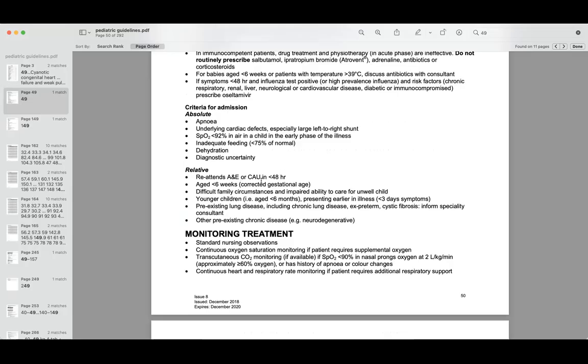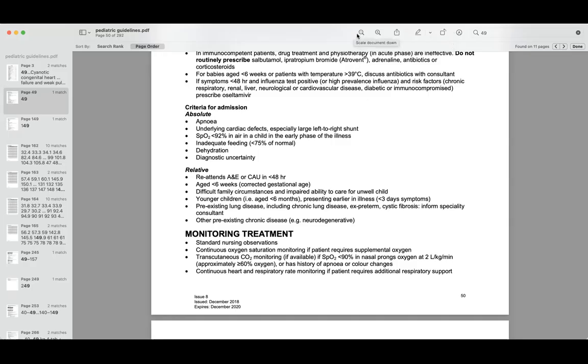What is CAU here? I don't know what CAU is. I wrote it here. It means they came to you and within 48 hours they are coming back to you. Okay, so this is child assessment unit. I checked it. You have to send the child to the child assessment unit.